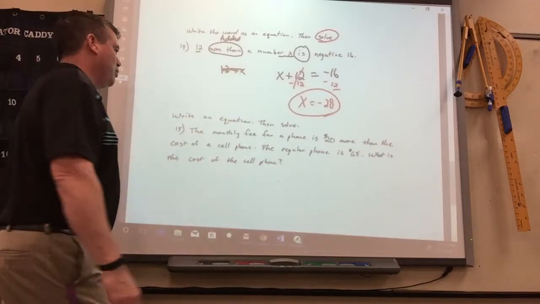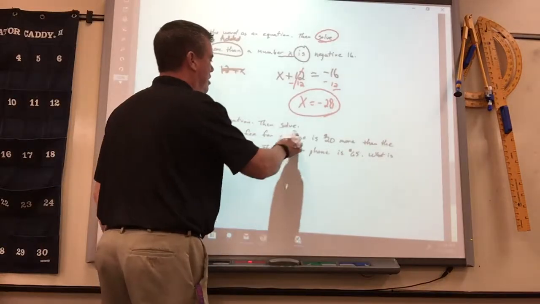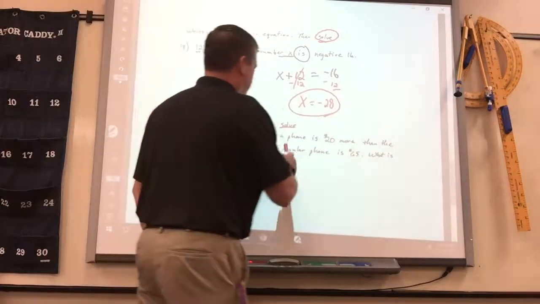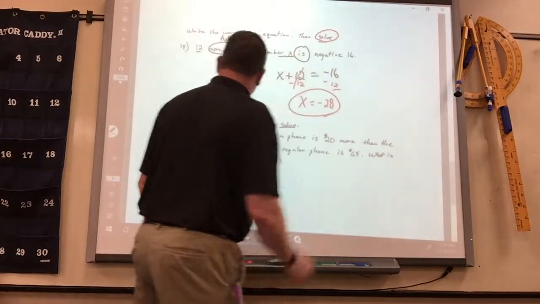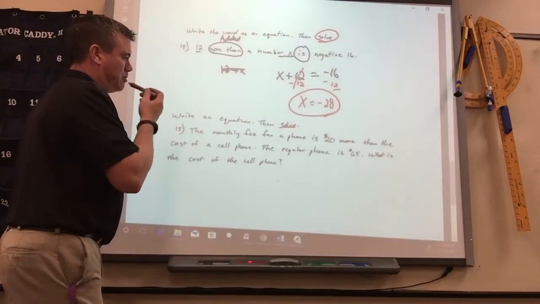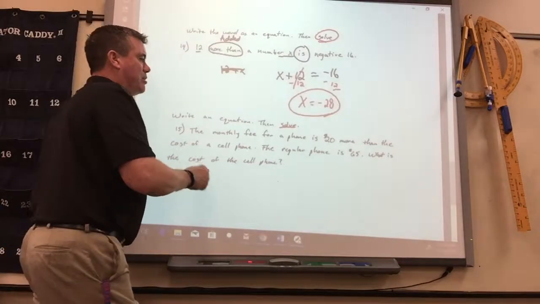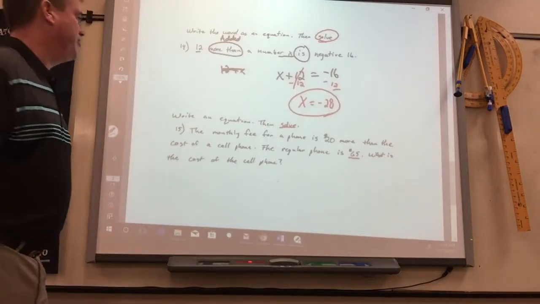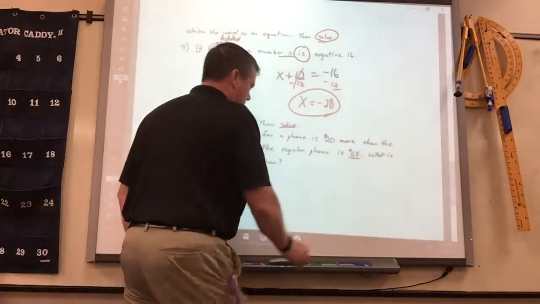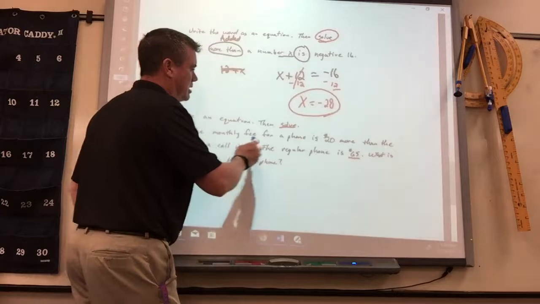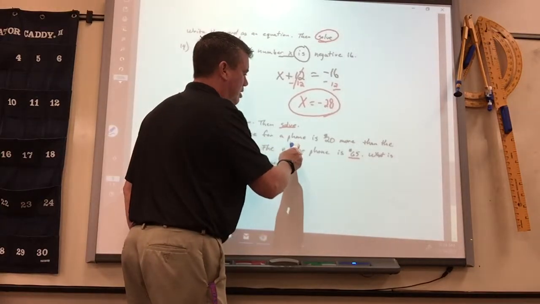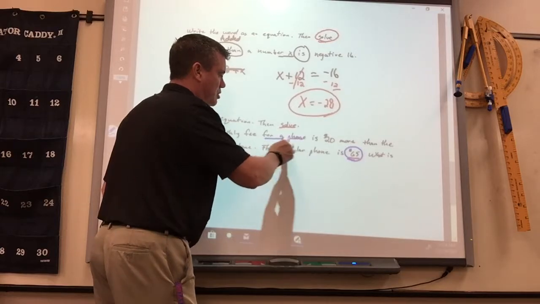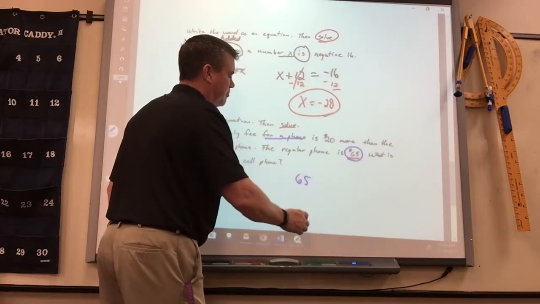Same thing here. Write the equation and then solve it. The monthly fee for a phone is $20 more than the cost of a cell phone. The regular phone is $65. What is the cost of the cell phone? So, this sentence right here, the monthly fee for a phone, which they tell you right there is $65. So you put the 65 down.